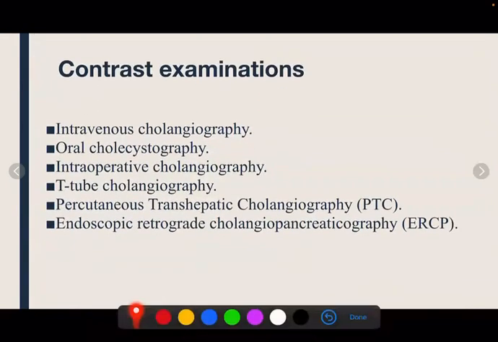Contrast examinations: we have the intravenous cholangiography and oral cholecystography, and these are largely replaced by MRCP and ultrasound. The intraoperative cholangiography and T-tube cholangiography are largely replaced by MRCP, percutaneous transhepatic cholangiography, and endoscopic retrograde cholangiopancreatography.